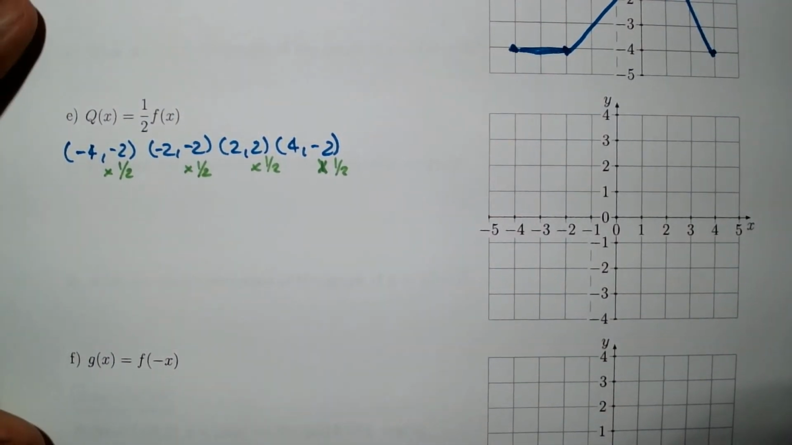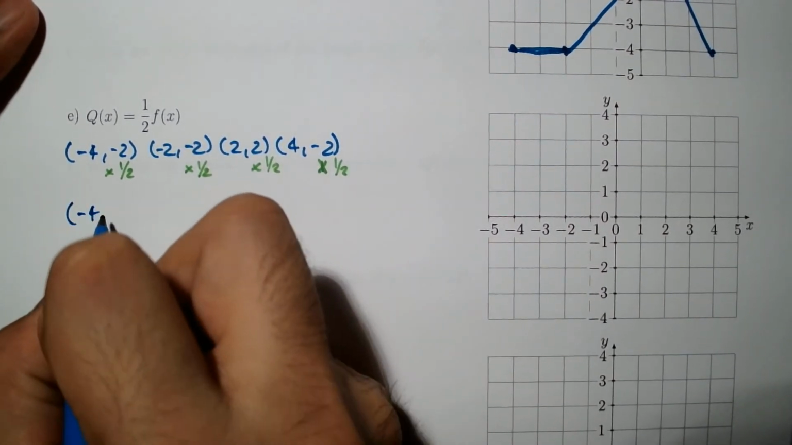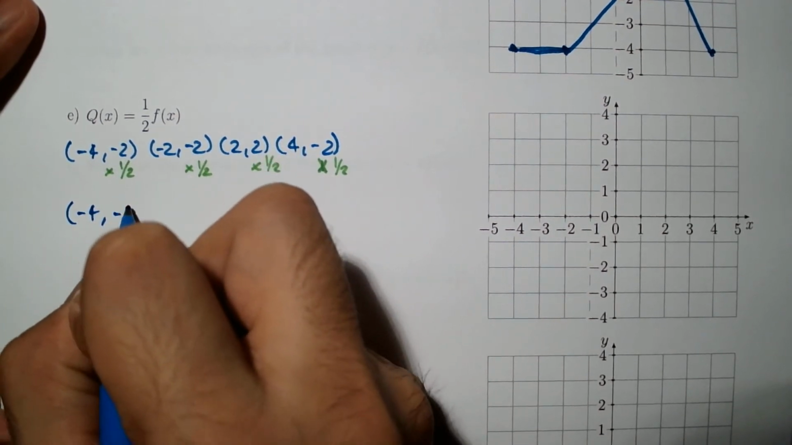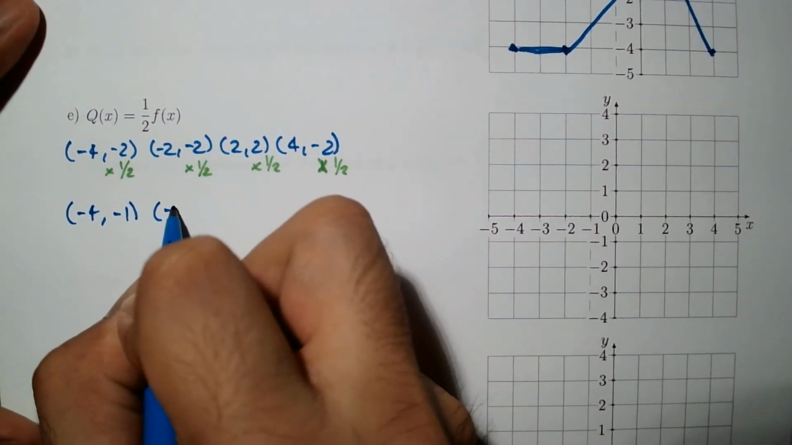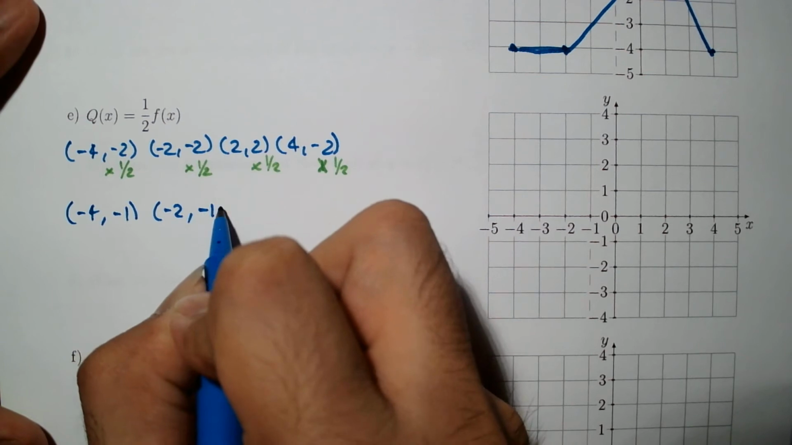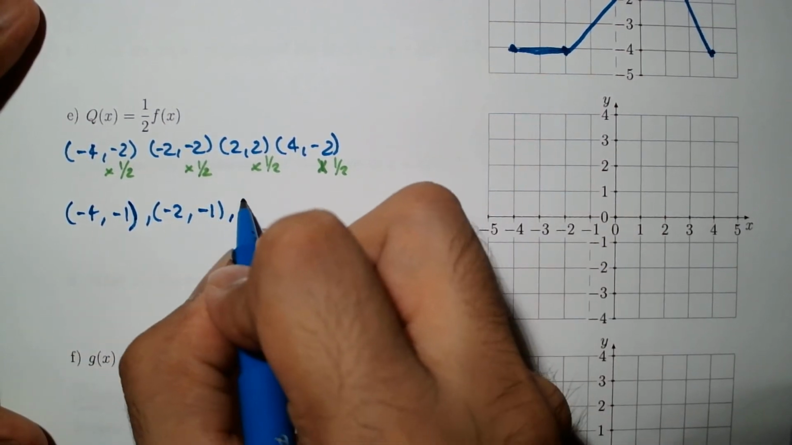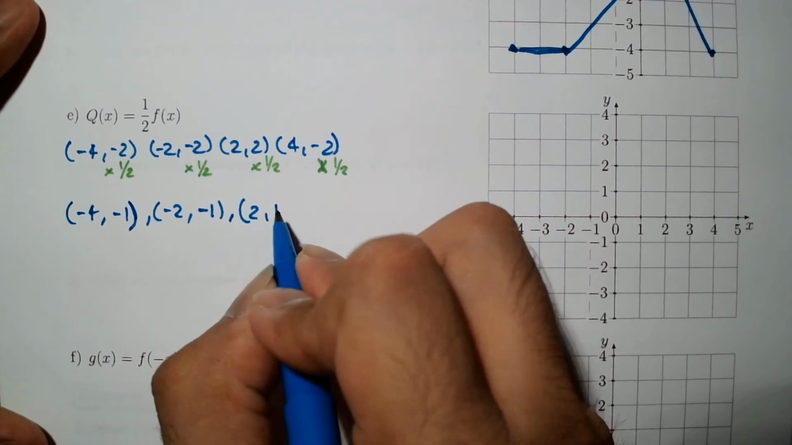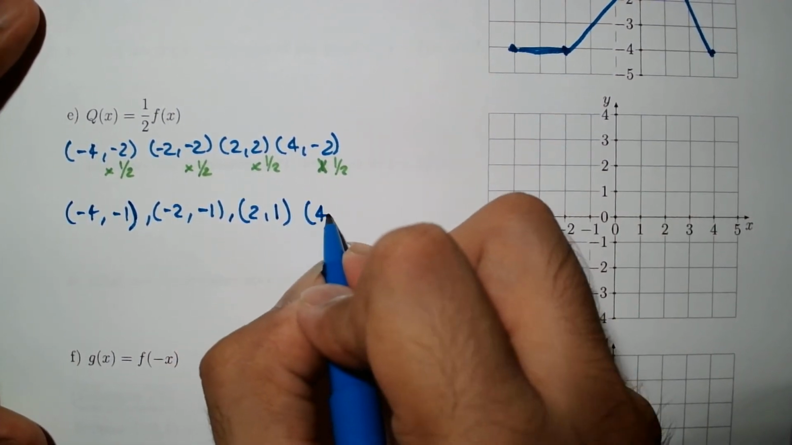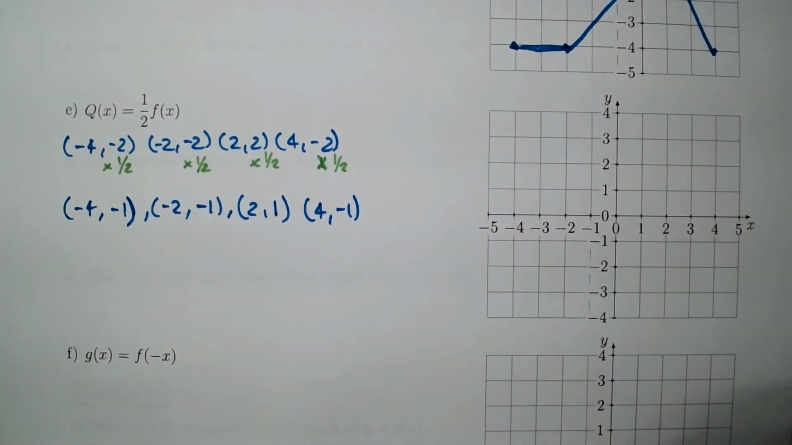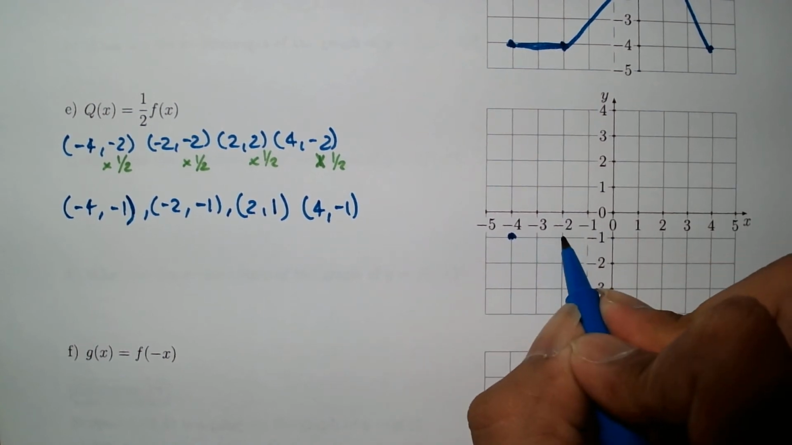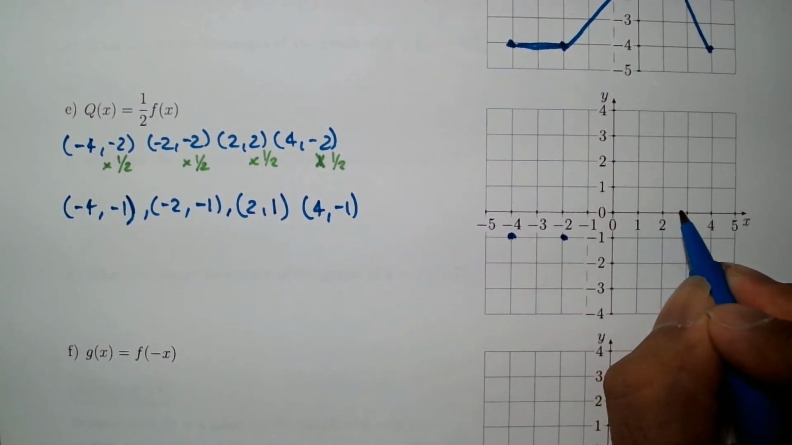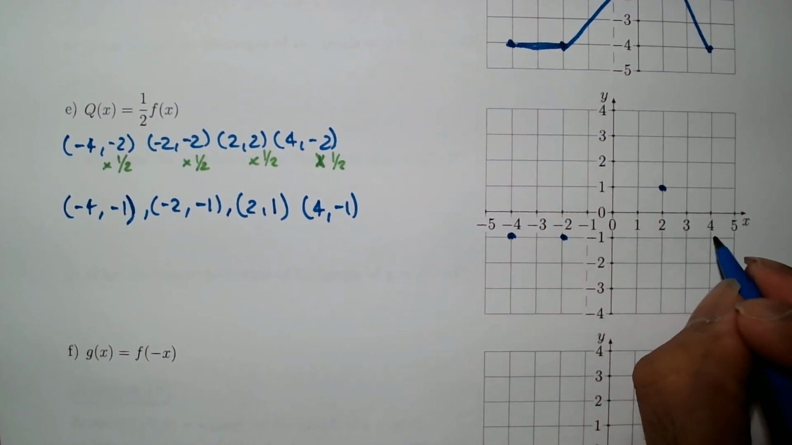Now let's see. The x's remain the same. -2 times a half is -1. -2 remains the same. -2 times a half is -1. And then 2 times a half is +1. And 4 remains the same. And -2 times a half is -1. So let's plot these 4 points in here: (-4, -1), (-2, -1), (2, 1), and (4, -1).